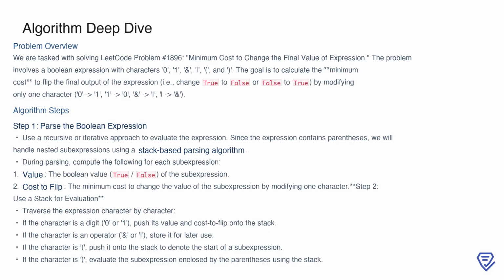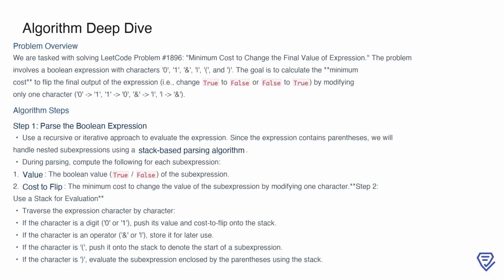First, we need to parse the Boolean expression. This involves evaluating the expression while handling nested sub-expressions, which we can do effectively using a stack-based parsing algorithm. For each sub-expression, we calculate two things: the Boolean value, which tells us whether the sub-expression evaluates to true or false, and the minimum cost to flip this value by changing one character.